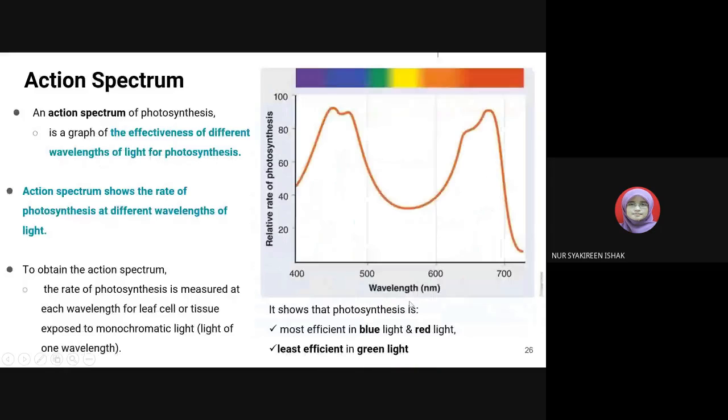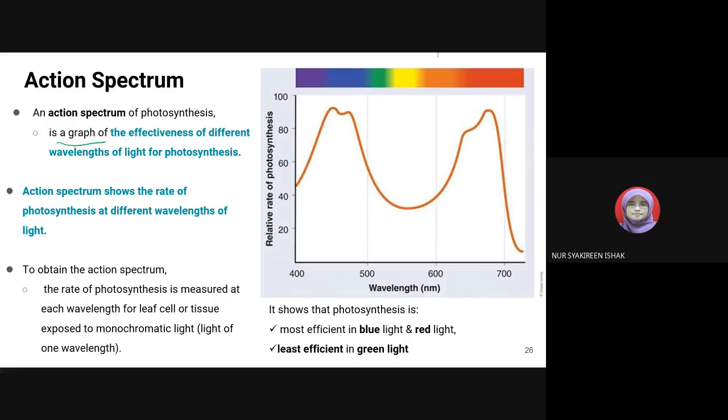So kalau untuk action spectrum, an action spectrum of photosynthesis is a graph of effectiveness of different wavelengths of light for photosynthesis. So ini basically dia daripada action spectrum ni dia nak menunjukkan gabungan serapan light energy oleh kesemua pigment dalam daun tu. Okay, so dia akan nak tunjuk rate of photosynthesis sebenarnya paling efektif dekat range of wavelength yang mana.